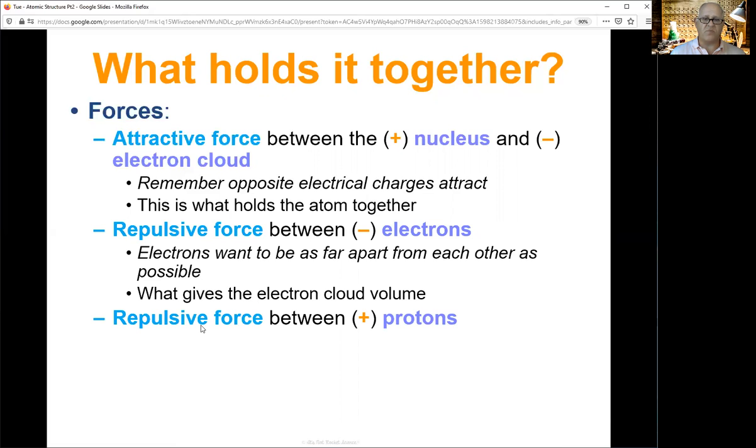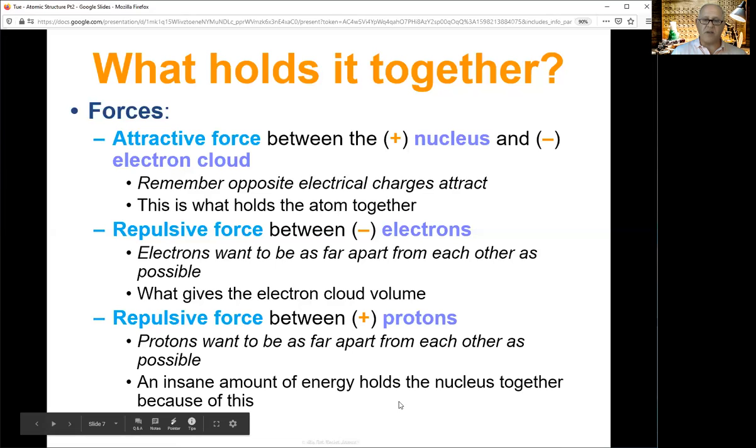And it is also the repulsive force between the protons. As the protons are held together in the nucleus, those protons don't want to be near each other either. They want to push each other out, but they're in the nucleus and they can't really leave too easily. So they're going to be pushing each other apart while they're being attracted to the negatively charged electrons. So you have an attractive force and a repulsive force, and that's what holds this together.